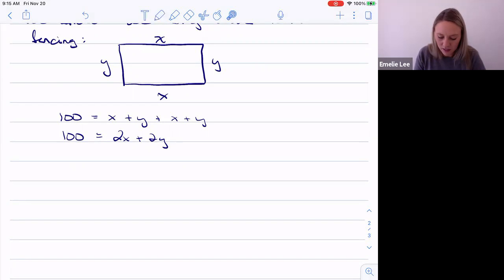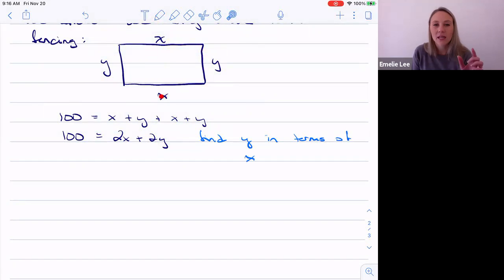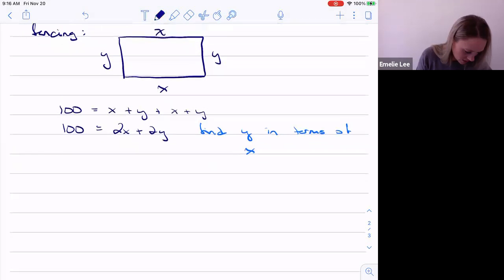Now what I'm going to do, because I don't want to deal with x and y, I'm going to solve for y here and figure out what y is in terms of x. Find y in terms of x, right? Because if I know what x is, so if I say x is going to be 10, well, that's 10, 20, and then the remainder has to be split between the y's, right? So if I know x, then I also know y. Okay, so that's what I'm going to do here. I'm going to solve for y.